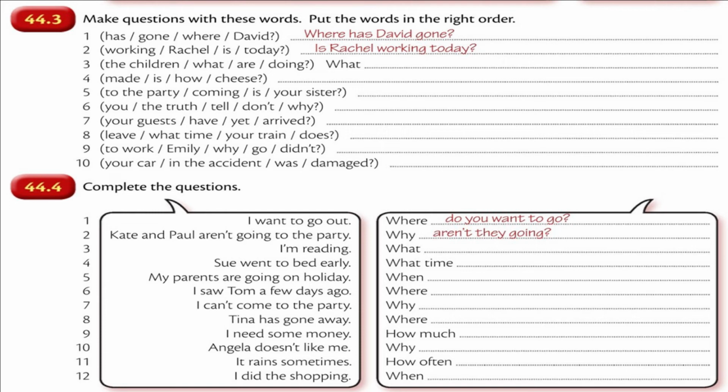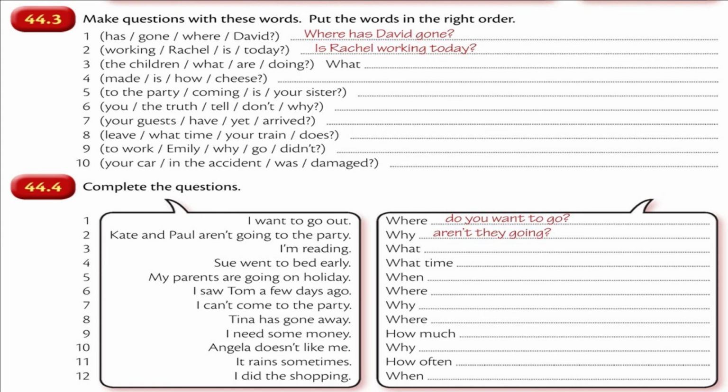44.4. Complete the questions. Number 1. I want to go out. Where do you want to go? Number 2. Kate and Paul aren't going to the party. Why aren't they going? Number 3. I am reading. What are you reading? Number 4. Sue went to bed early. What time did she go to bed?